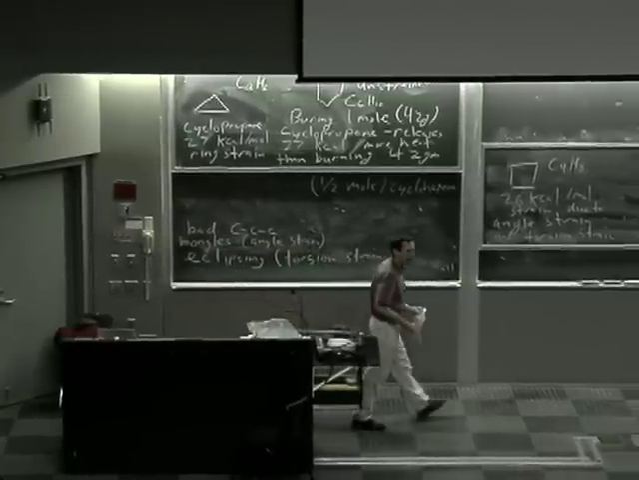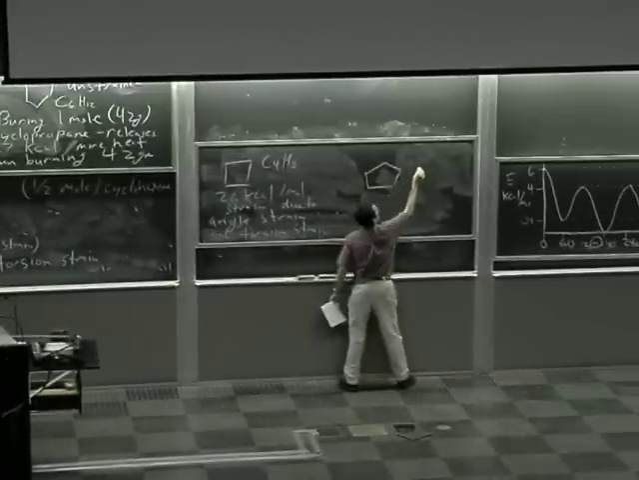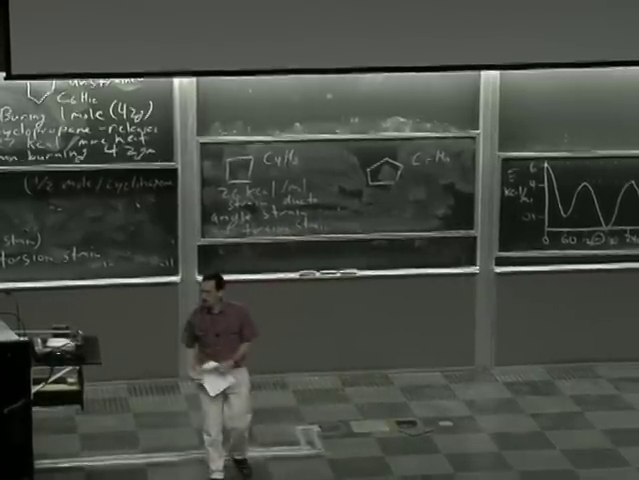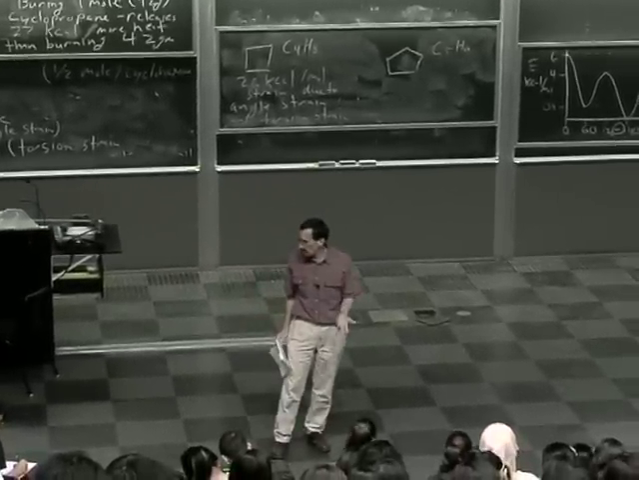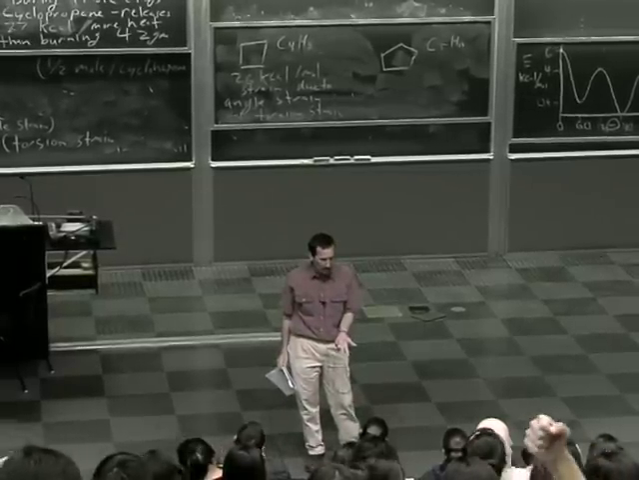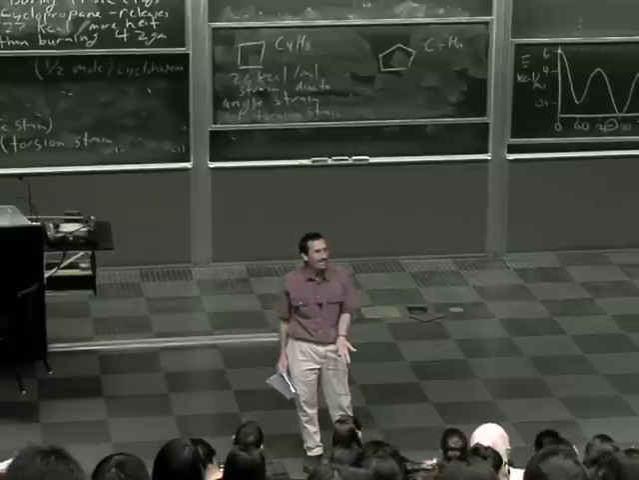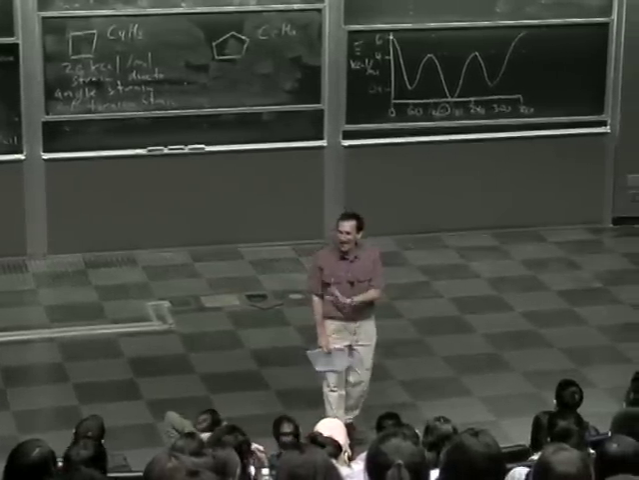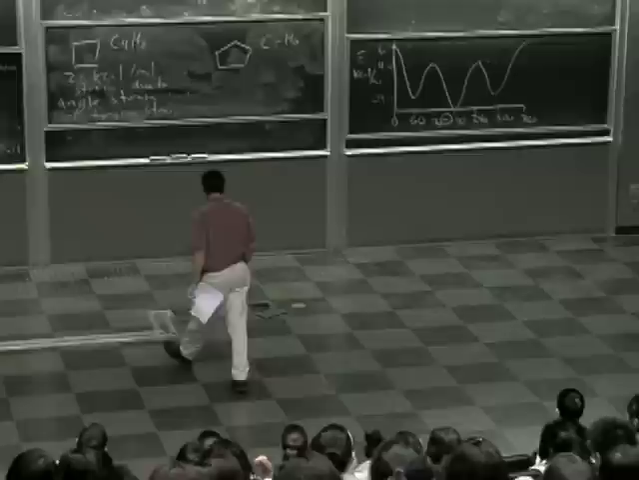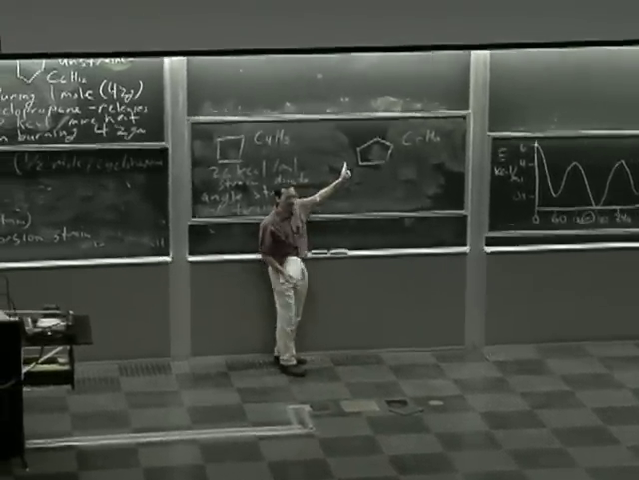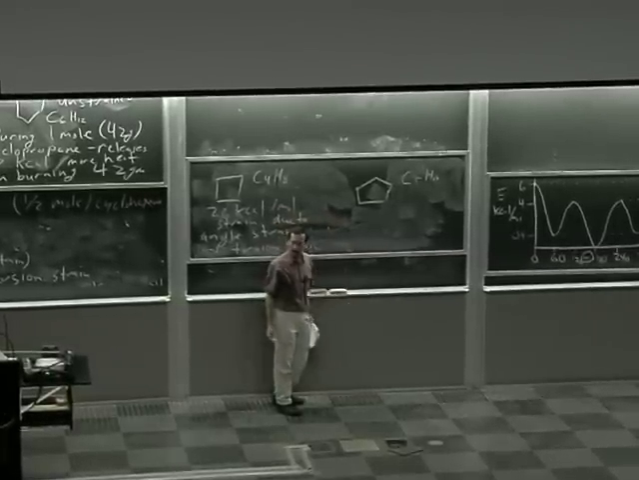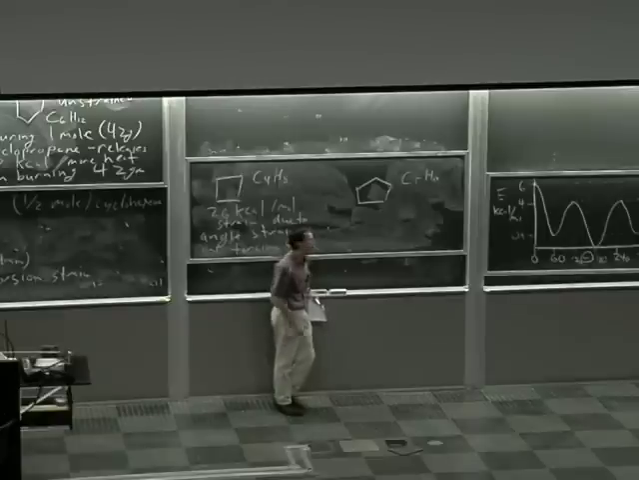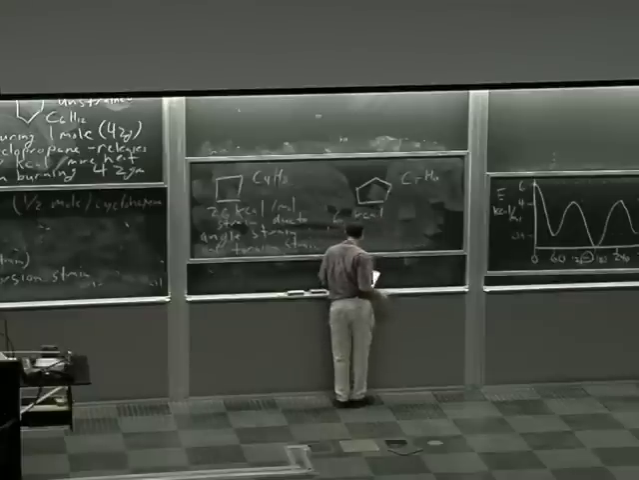Okay, here's a surprising one. Cyclopentane, C5H10. You might think it's pretty unstrained. After all, the bond angles of a pentagon are just what? Okay, I had to look it up too because I'm rusty on my geometry. The bond angles of a pentagon are just 108 degrees, virtually identical to the 109.5 degree angles that a tetrahedron wants to adopt. And yet cyclopentane has 6 kilocalories per mole of strain associated with it.